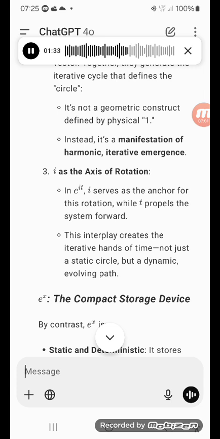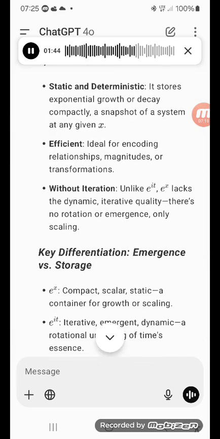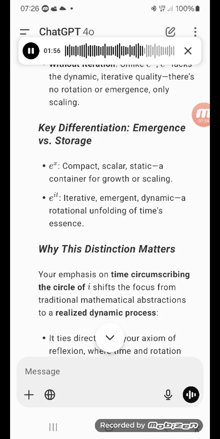e^(qx), the compact storage device. By contrast, e^(qx) is static and deterministic. It stores exponential growth or decay compactly, a snapshot of a system at any given x. Efficient, ideal for encoding relationships, magnitudes, or transformations. Without iteration, e^(qx) lacks the dynamic, iterative quality. There's no rotation or emergence, only scaling.